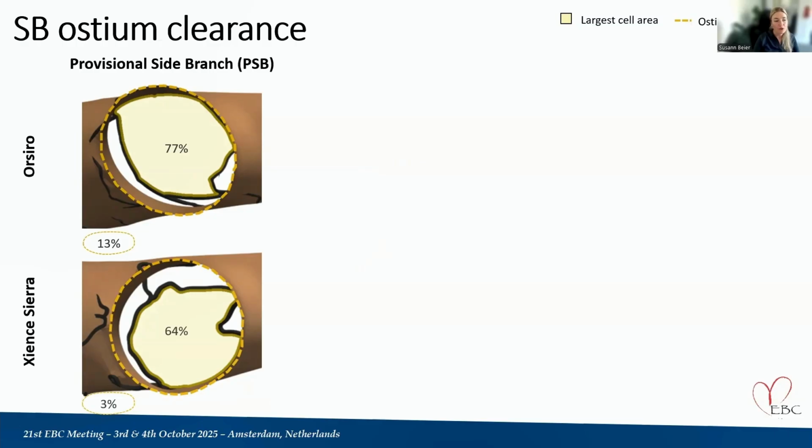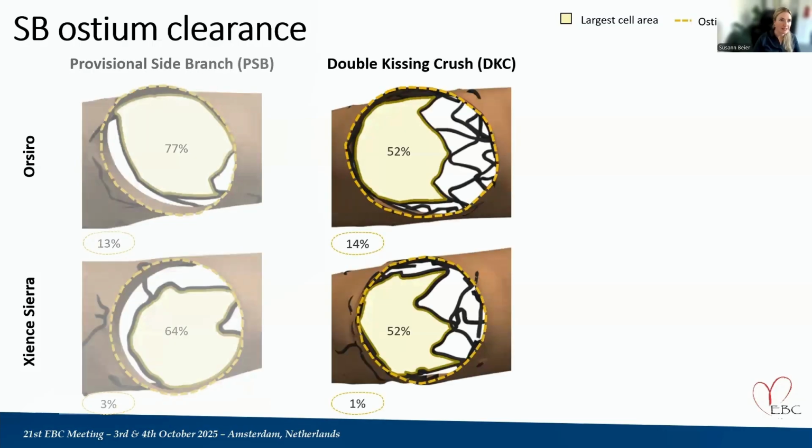However, we also noticed that the Ozyro generated an oval shape, which can be measured up to 13%, versus a Science-Sierra with a much more favorable circular ostium shape in the end. For the double kissing crush, the ostium clearance differences were minimized. However, the oval shape in the Ozyro stayed.